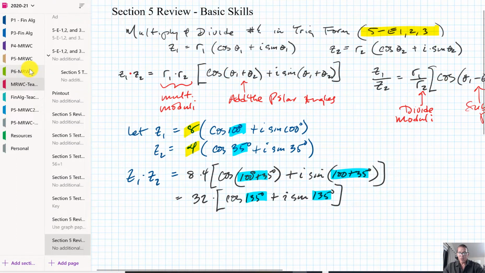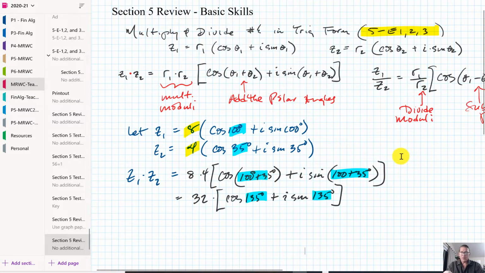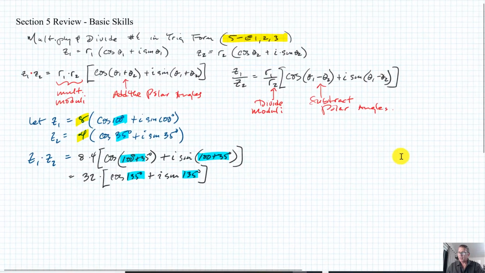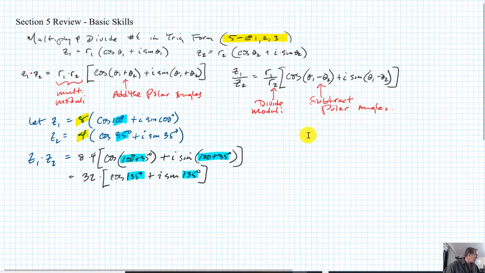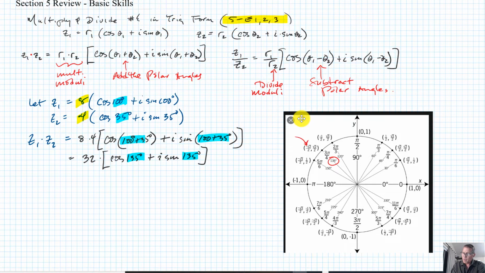There's a couple different ways, as you guys know, to deal with the trig functions. One of them is using the unit circle, and another one is using reference angles and the 30-60-90 and the 45-45-90. However you were taught, however you know how to evaluate these, it's all good. So the cosine of 135 is the x-coordinate, and the sine of 135 is the y-coordinate on the unit circle with radius 1.